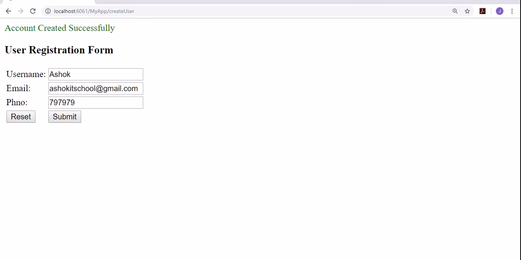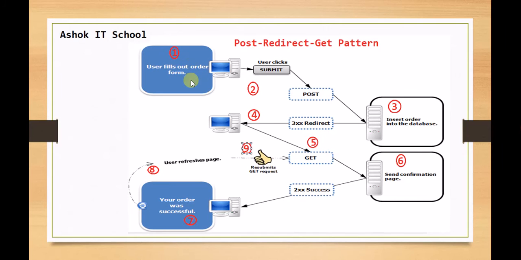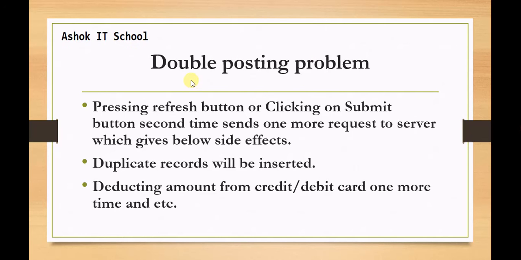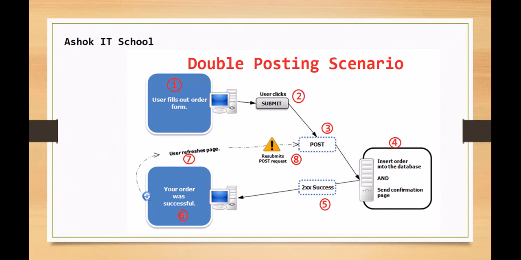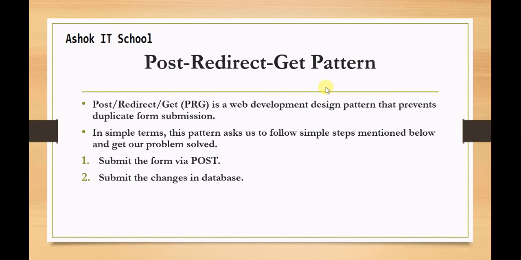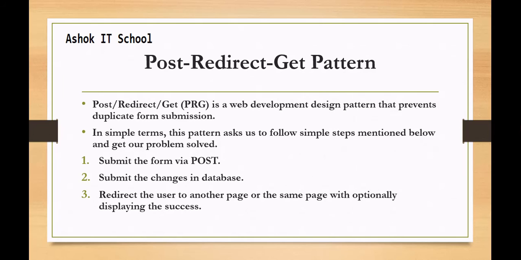Alright. See here, currently how it is executing. Here I am filling the form, clicking on submit, the post request is going to the server, then the success message is coming, the user is refreshing, then again the post request is resubmitting. So this is called the double posting scenario. Then how do I need to resolve this problem? By using PRG. PRG stands for post, redirect, get pattern.